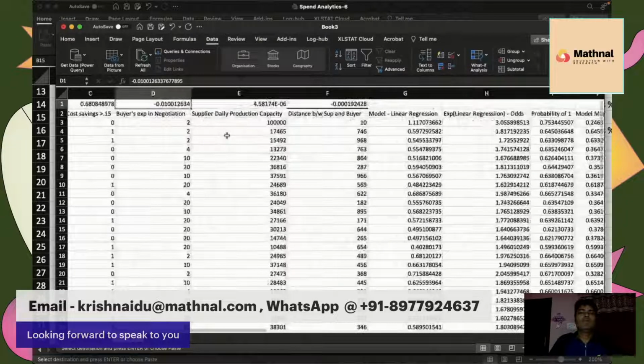So if you want to predict what is the probability of 0, so here if you look at the probability of 0, it is 0.33, 33%.